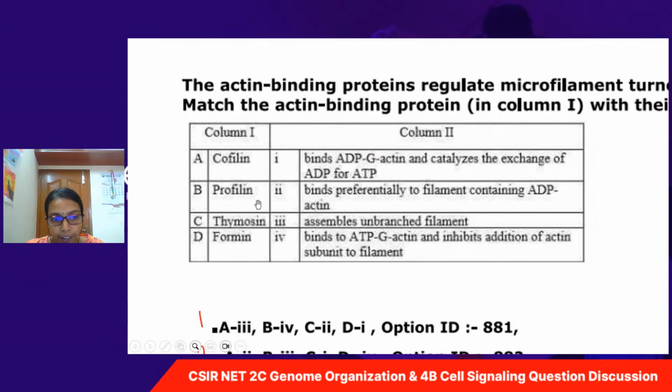Cofilin, profilin, thymosin, and formin. In column 2, you have: binds ADP-G actin and catalyzes the exchange of ADP for ATP; binds preferentially to filaments that contain ADP actin; assembles unbranched filaments; and binds to ATP-G actin, inhibiting the addition of actin subunits to the filaments. Are you able to get it? Now let me show you the options, the combinations.